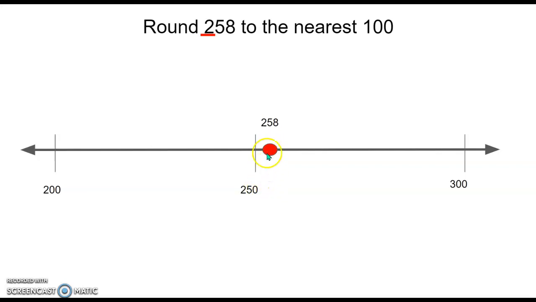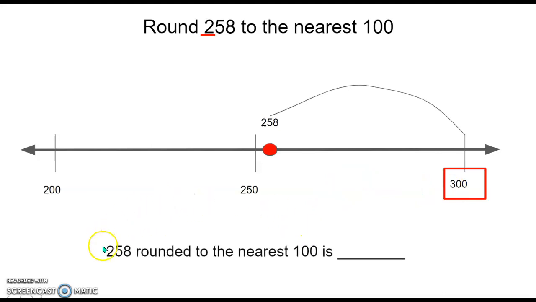And then I have to decide, is 258 closer to 200, or is 258 closer to 300? Hopefully you're saying it with me that 258 is closer to 300. So I'm going to draw my line from 258 to 300, and then I'm going to circle 300. Then I'm going to use that to help me with my sentence stem. So it says 258 rounded to the nearest 100 is, and we just decided that the answer was 300, so I'm going to write 300 in my blank. Make sure you have all of this information written on your paper.